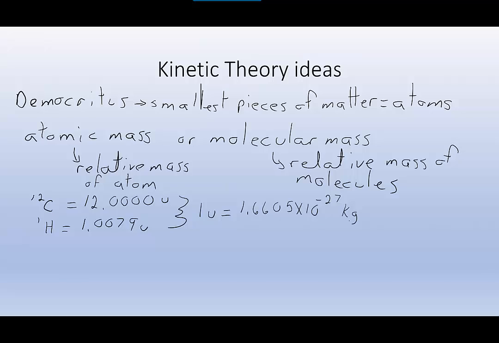This gets us to a whole list of these relative atomic masses. You will find the rest of the atomic mass list on the periodic table that's in the back of the book.